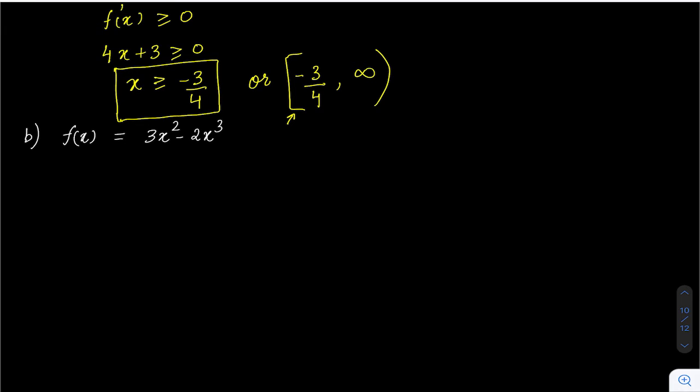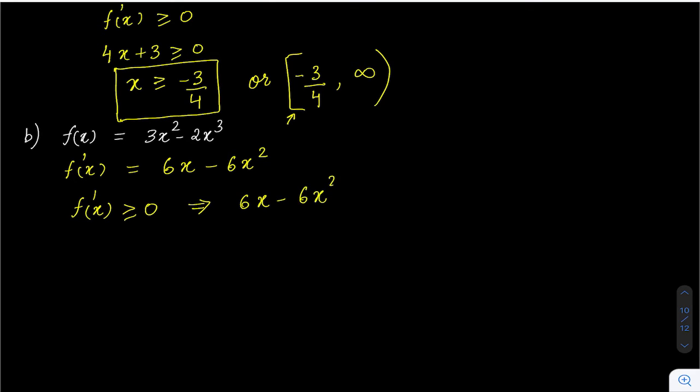Second question is f(x) equal to 3x square minus 2x cube. We have to find the interval of x for which this is increasing. So first thing that we will do is we will differentiate this. So f dash x equal to 3x square differentiation will be 6x and 2x cube differentiation will be 6x square. So, and I know that for increasing f dash x should be greater than equal to 0. So it implies what I am getting is 6x minus 6x square should be greater than equal to 0.